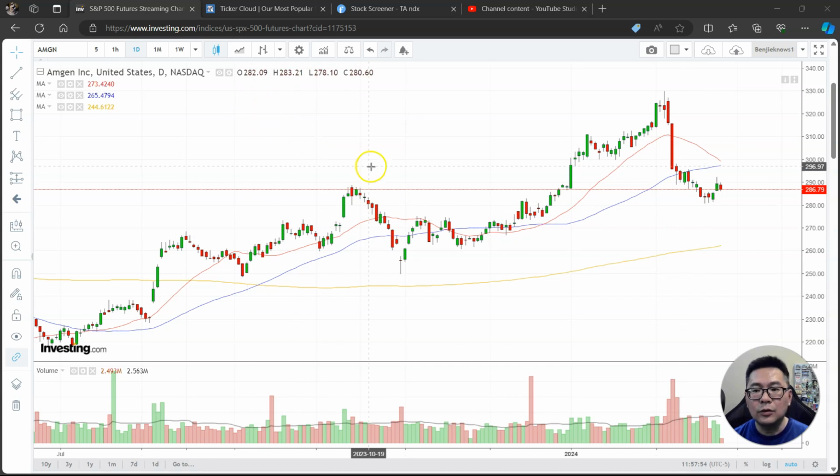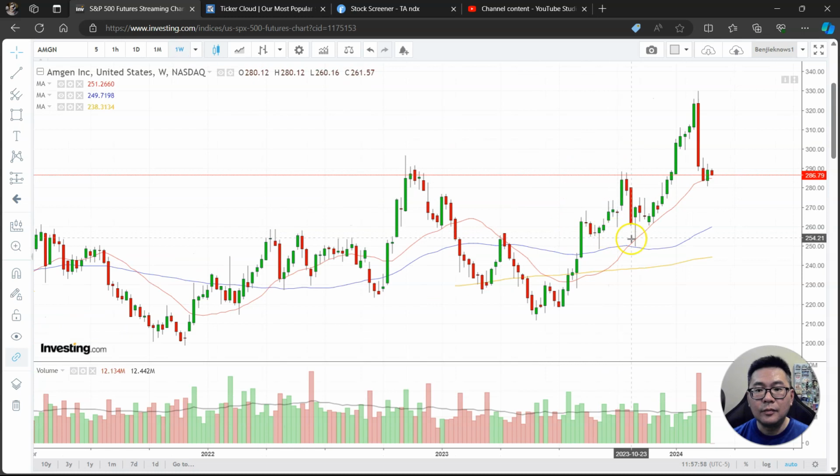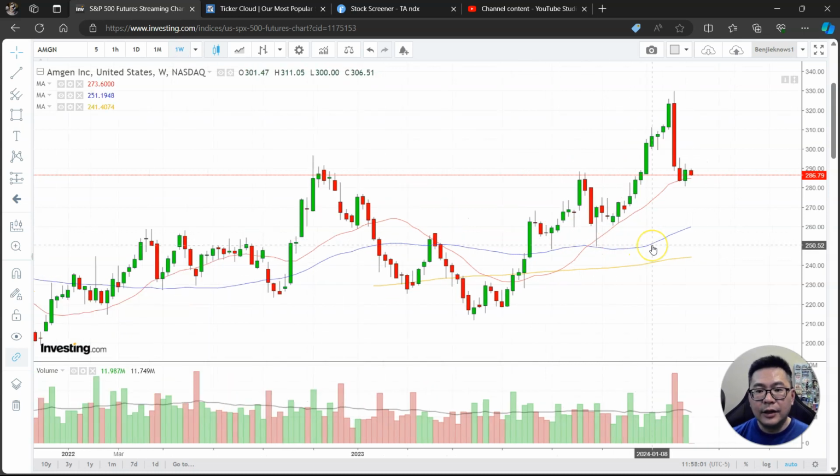We need to go to the weekly chart to have a bigger picture first. Looking at the daily chart can be very helpful. At this moment, it's sitting at the weekly 20 MA. You can see in the past here, it was able to find support at the weekly 20 MA. So maybe this time it can as well.